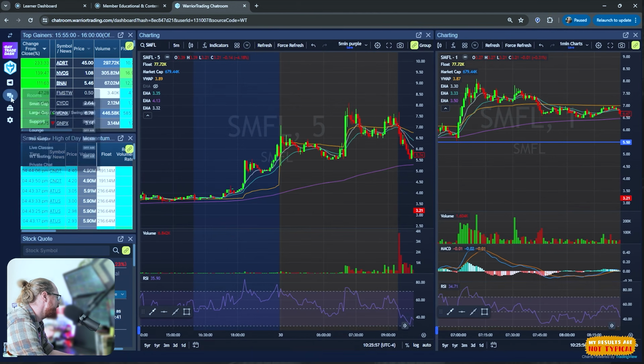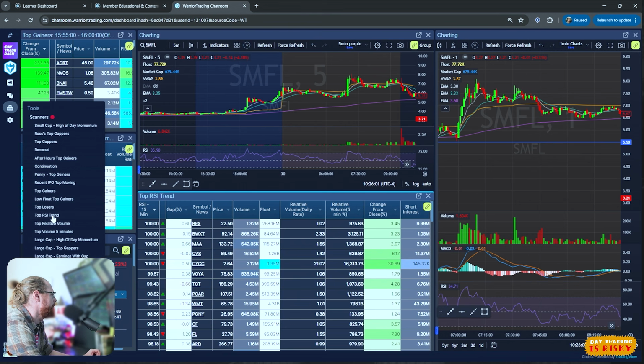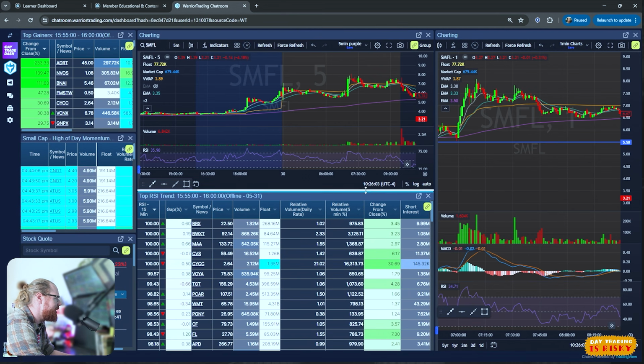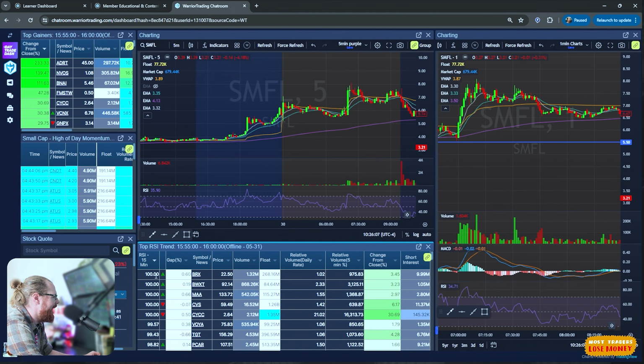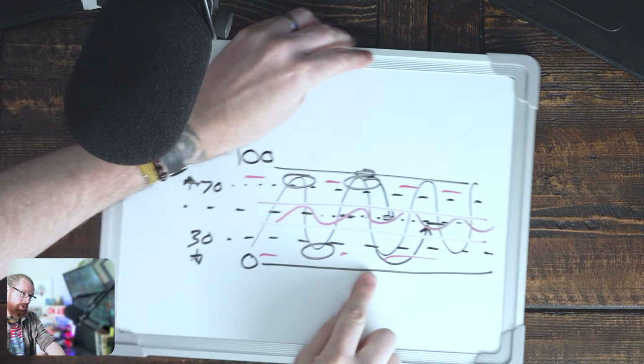So now let's pull up one of the scans that I've developed here, which is the RSI trend. This RSI trend scanner is actually searching the whole market for stocks that have the highest and lowest RSIs in the whole market. Okay, so what's the idea behind this scan? I'm trying to search for these extremes. I'm searching for these data points right here.